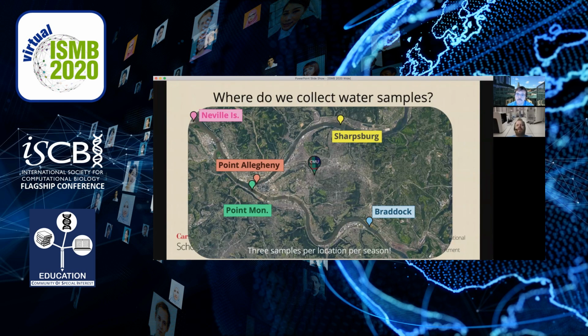Okay, as far as the specific locations, we chose these locations because they would allow us to test for the effects of seasonality. Because we had different locations, we could also test for the effects of different locations, and also the confluence of the rivers. And then finally, as we were going along, we also collected data on water conditions like temperature and pH.